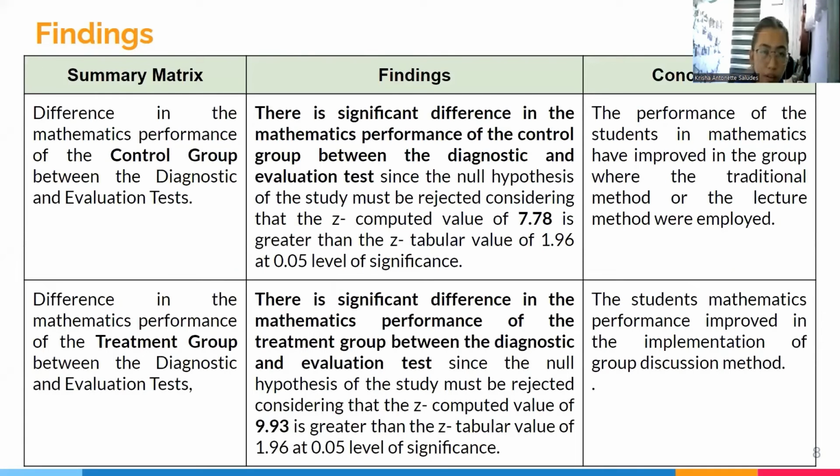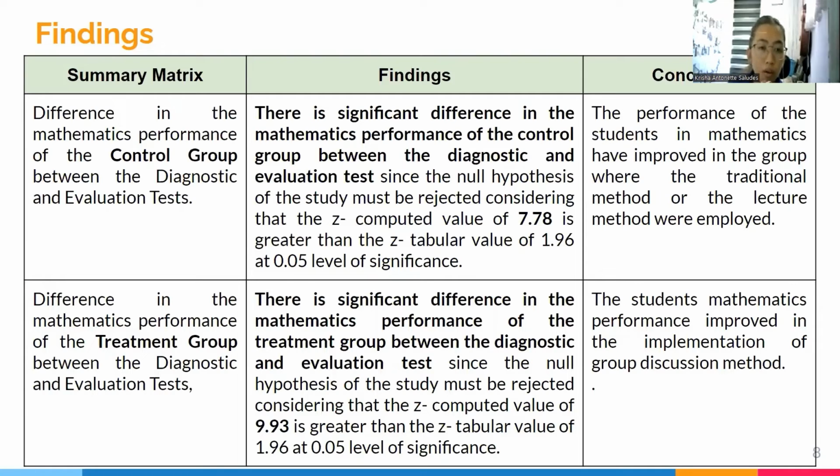So for the difference in the mathematics performance of the control group between the diagnostic and evaluation tests, based on the findings of the study, there is a significant difference, since the null hypothesis of the study must be rejected, considering that the z-computed value of 7.78 is greater than the z-tabular value of 1.96 at 0.05 level of significance. So this means that the performance of the students in mathematics improved in the group where the traditional method or the lecture method was employed.